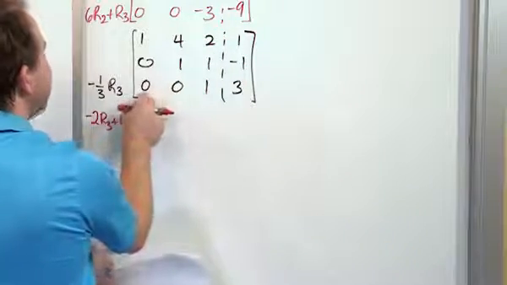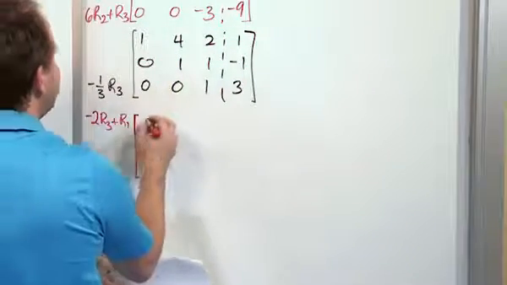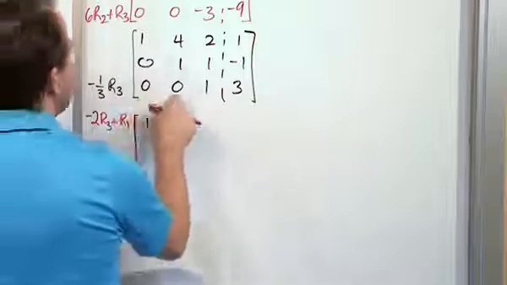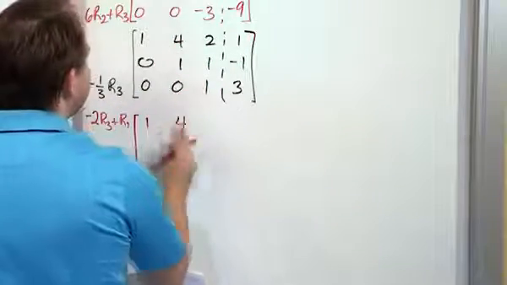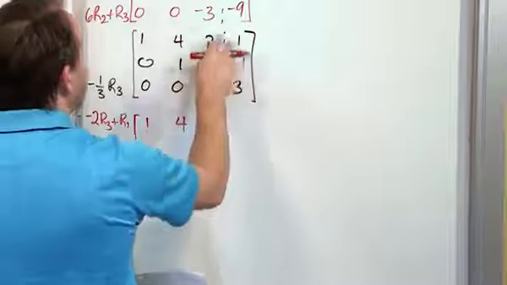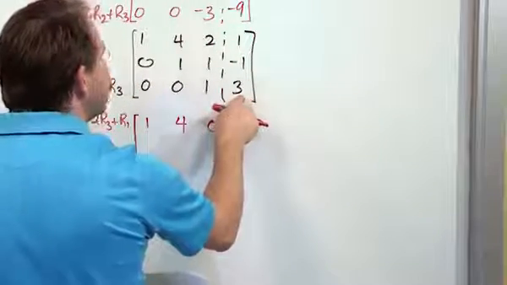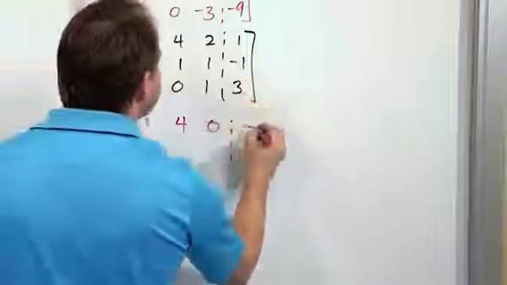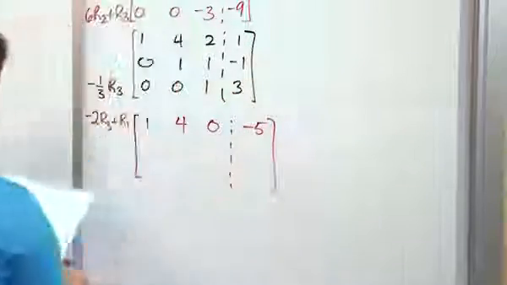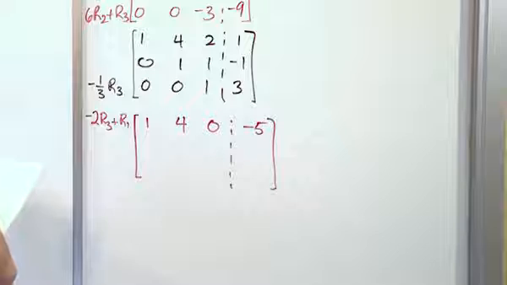I want to multiply this by negative 2 and add it. Now, of course, when I take negative 2 times this and add it, I'm not changing anything because this is a 0. Multiply this by negative 2 and add it, I'm not changing anything. But when I multiply this by negative 2 and add it, I get a 0. And when I multiply this by negative 2, I get negative 6, and I add it, I will get negative 5. Okay, negative 5. So that's right.